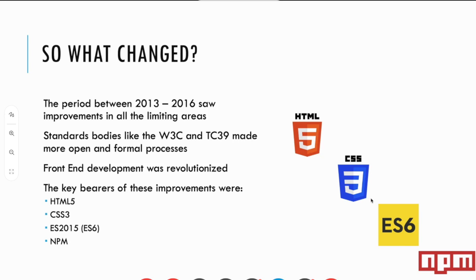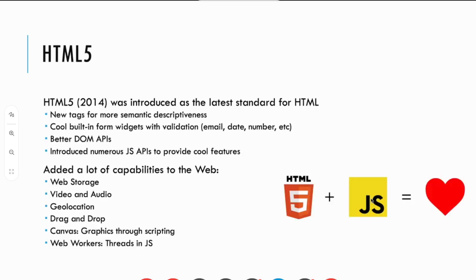The standard bodies like W3C, which makes standards for HTML and CSS, and TC39, which makes standards for the JavaScript language, made their process more open, formal, and community-based. And this really revolutionized the front-end development process. The key bearers of this evolution were the introduction of HTML5, CSS3, ES6, and NPM. So let's talk about what these are. HTML5 was introduced in 2014, and it was the latest standard introduced during that time.